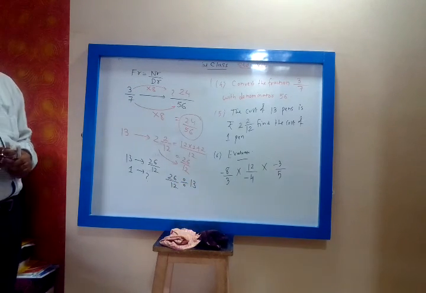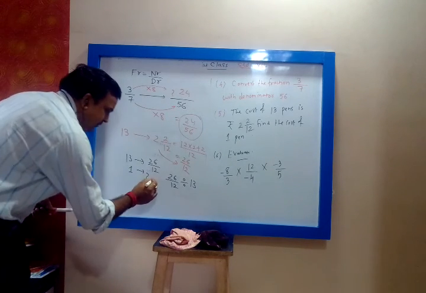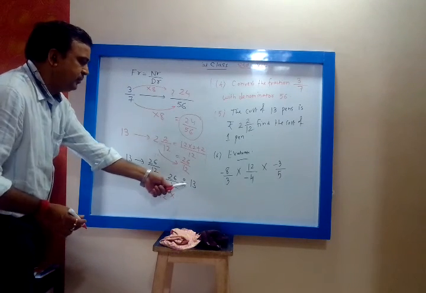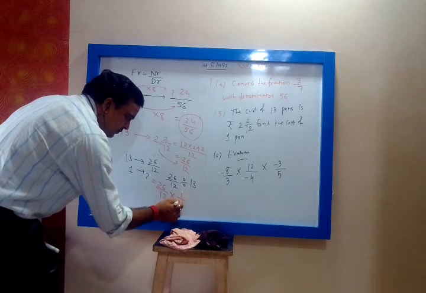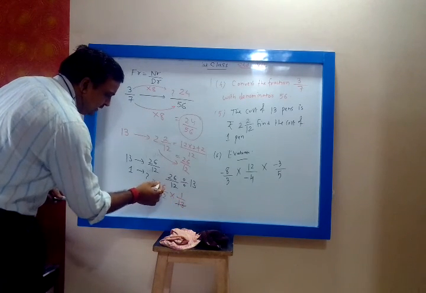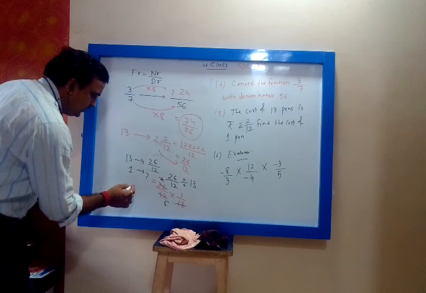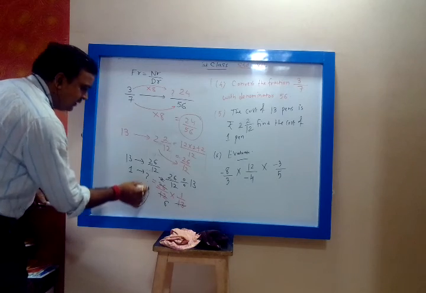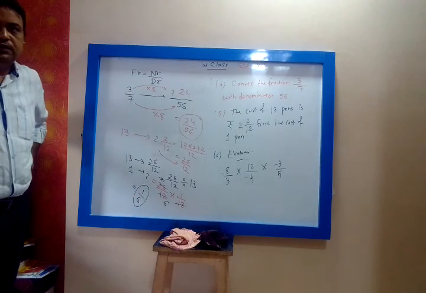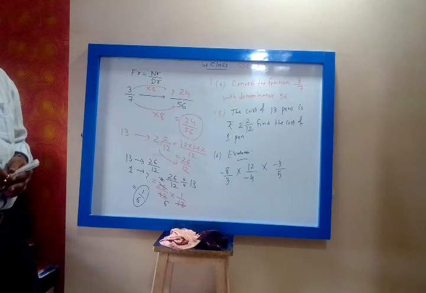But we have seen when you convert division into multiplication, then what do you do? So this will be 26 upon 12, then multiplied by the reciprocal of 13, that is 1 by 13. Then 13 you can cancel, 13 twos are 26. Then 12, 2 sixes are 12. So the answer is 1 by 6. Yes, the cost of 1 pen is rupees 1 by 6.